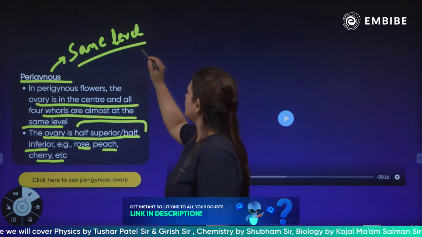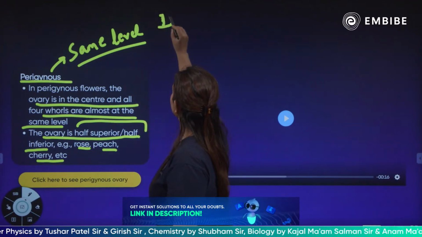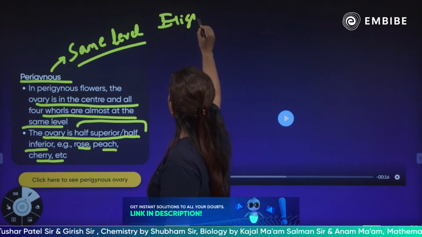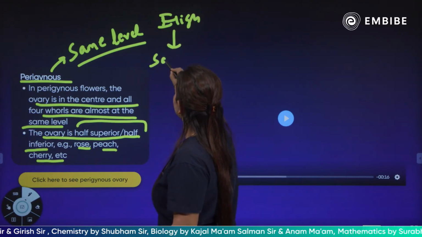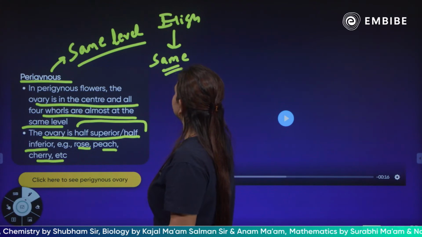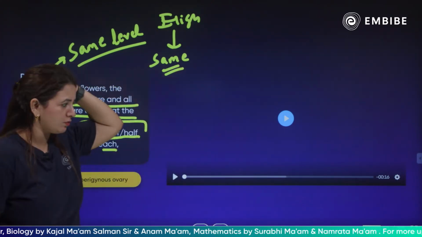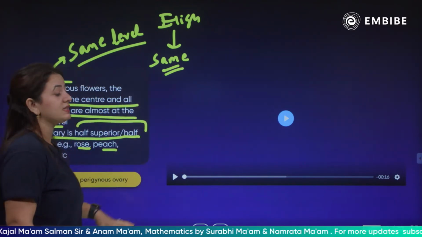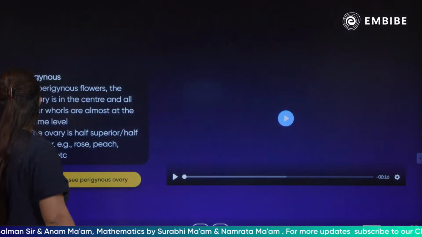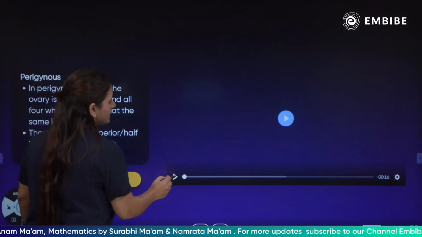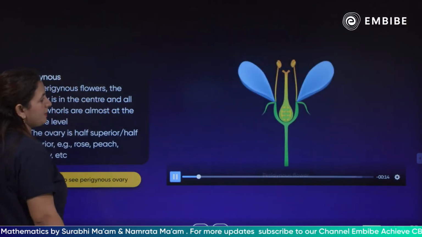Children, can you see that first the ovary was high, and now we have come to the same level. And now I think you must have understood what the next part would be. Before that, let's see how it appears when we talk about the inferior ovary. If I click on this, let's see what the perigynous ovary looks like.